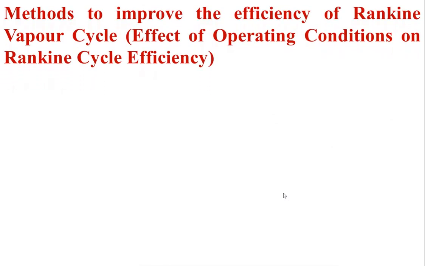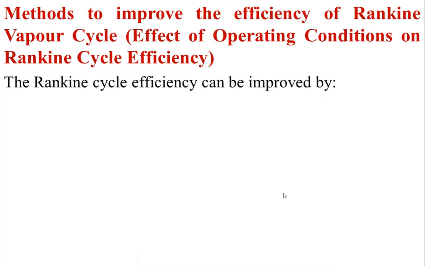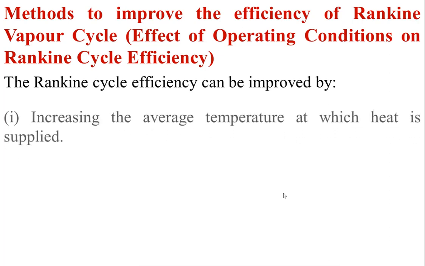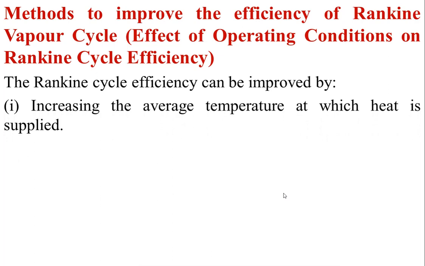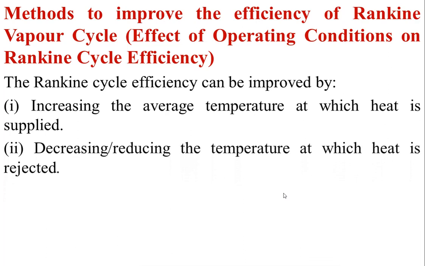So next we will discuss the methods to improve the efficiency of the Rankine vapor power cycle by varying the operating conditions, or the effect of operating conditions on Rankine cycle efficiency. Rankine cycle efficiency can be improved by two methods. One is increasing the average temperature at which heat is supplied. Second one is decreasing or reducing the temperature at which heat is rejected. By varying these two, we can improve the Rankine cycle efficiency.